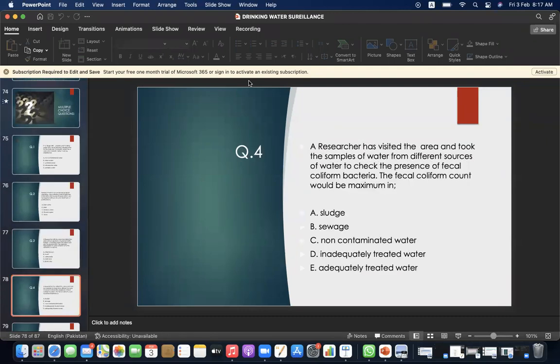A researcher has visited the area and taken samples of water from different sources to check the presence of fecal coliform bacteria. The fecal coliform count would be maximum in A, sludge, B, sewage, C, non-contaminated water, D, inadequately treated water. It's B, sewage.